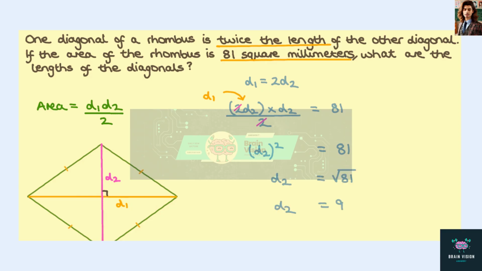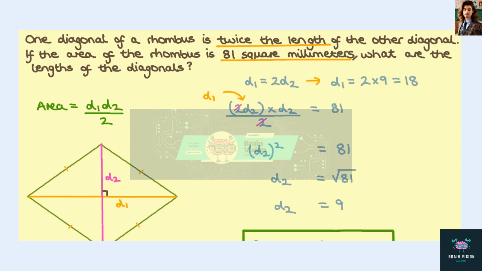To find the value of d2, we take the square root of both sides of this equation, taking only the positive value as d2 represents the length. So d2 is equal to the positive square root of 81, which is 9. So we found the length of one diagonal, and to find the length of the other, we need to double this value. d1 is 2 times 9, which is 18.